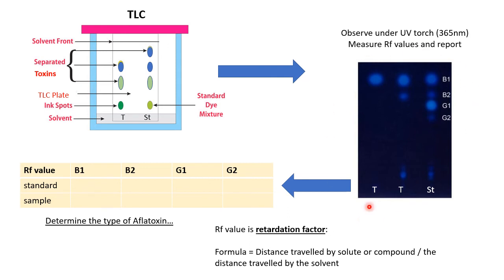Now this is a sample image where in the standard you have all four aflatoxins, that is B1, B2, G1, G2, which are separated properly and you can see those. In case of your test samples, the first one has only B1 toxin and the second one has both B1 and B2. So it depends on your culture and the proportion can vary. You need to measure the RF values of standard and sample, and then determine which type of aflatoxin was produced by your isolate.